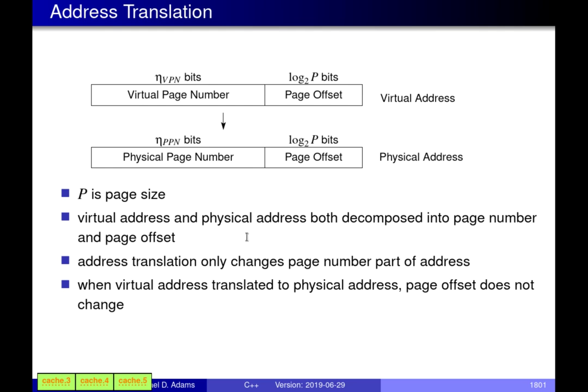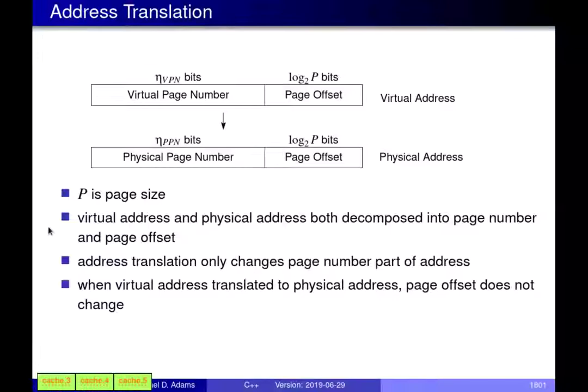And one important thing to understand about address translation is when we're mapping from virtual addresses to physical addresses, essentially all we're doing is we're changing the bits that correspond to a page number to a potentially different page number, but the page offsets never change. So the only thing that's affected by address translation is the page number part of the address.